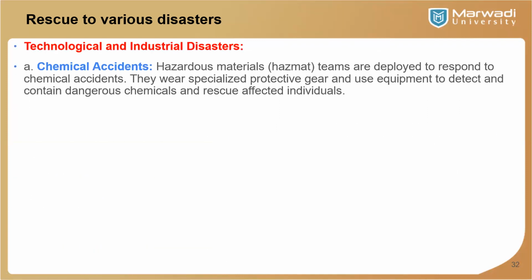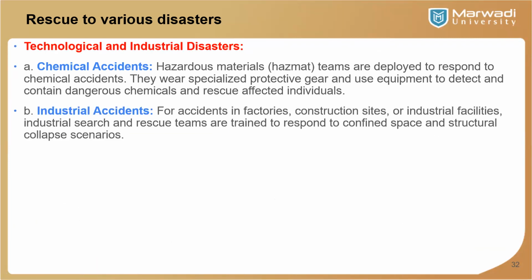For technological and industrial disasters like chemical accidents, hazardous materials teams are deployed to respond to chemical accidents. They wear specialized protective gear and use equipment to detect and contain dangerous chemicals, and rescue affected individuals. For industrial accidents in factories, on construction sites, and at industrial facilities, industrial search and rescue teams are trained to respond to confined space and structural collapse scenarios.